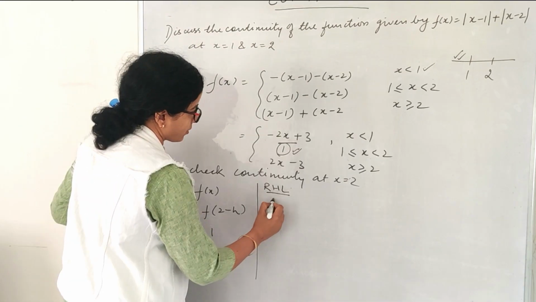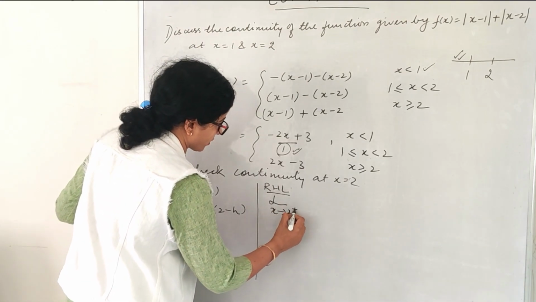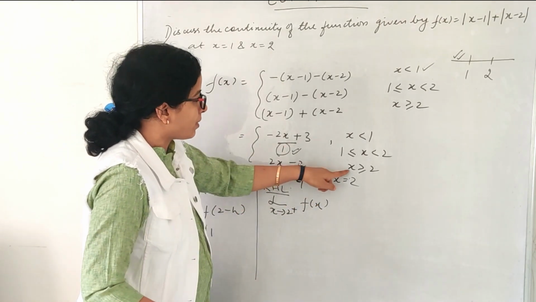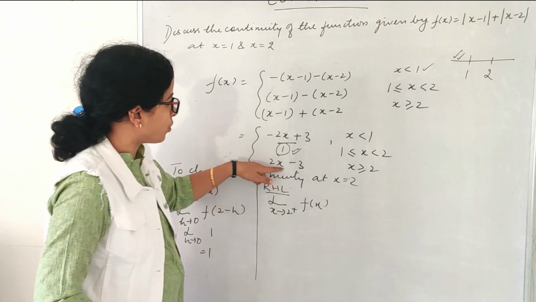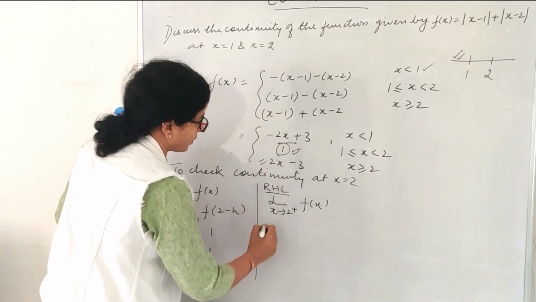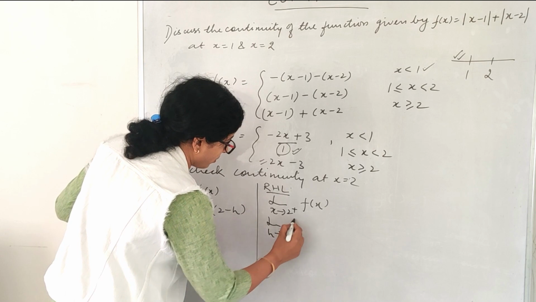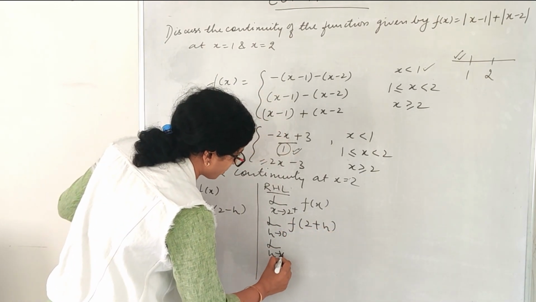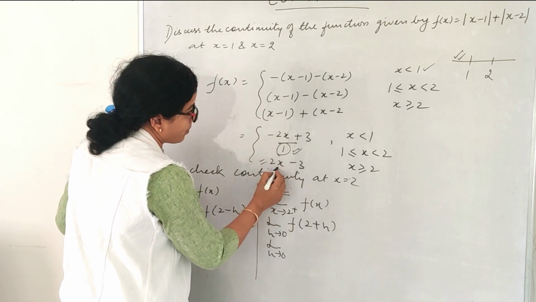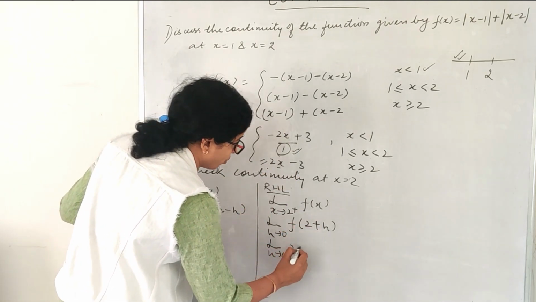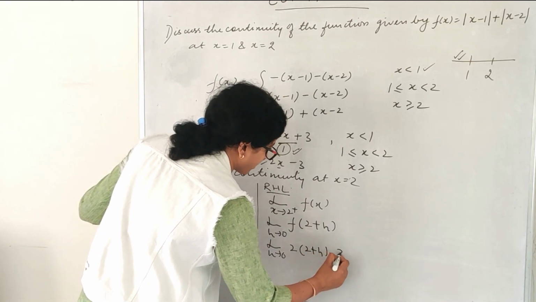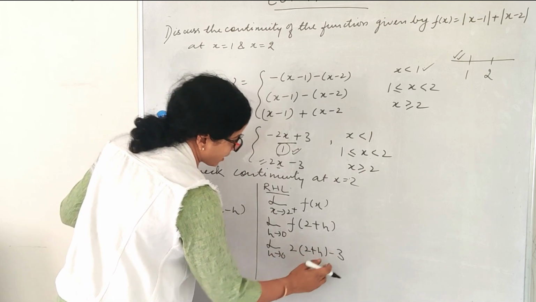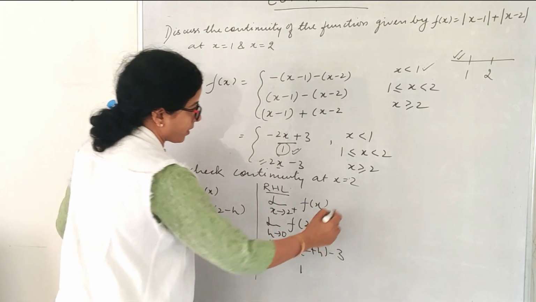Now right hand limit. So limit x tends to 2 positive f(x). 2 positive means something bigger than 2. So whenever my x is greater than 2, this function holds, right? So I will be using this function in this case. So limit h tends to 0, f(2 plus h). In place of x I will substitute 2 plus h, so 2 plus h minus 3. If you solve, substitute h tends to 0, so 4 minus 3, what you will get? 1.